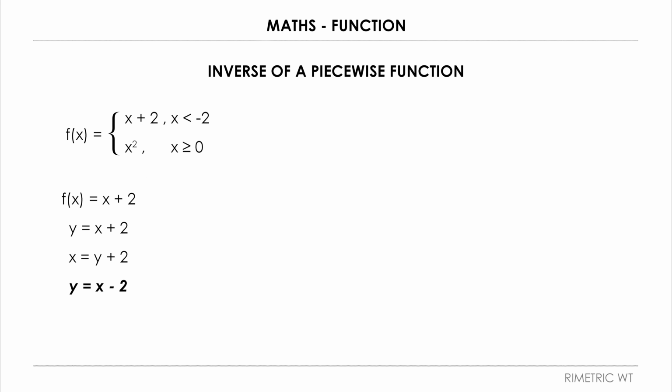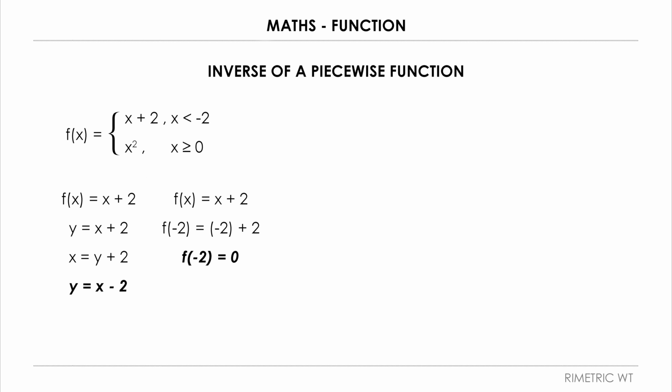Remember, when we find an inverse, the original function's domain becomes the inverse's range, while the original function's range becomes the inverse's domain. For the first piece, the domain is x is less than negative 2. To determine its range, we evaluate the function at the boundary value, which is negative 2. So substituting negative 2 into f of x equals x plus 2 gives f of negative 2 equals negative 2 plus 2, which results in 0.